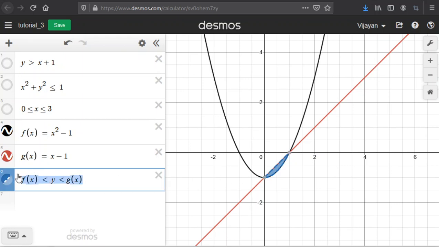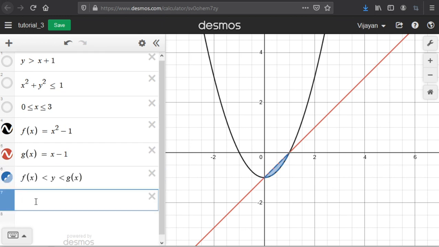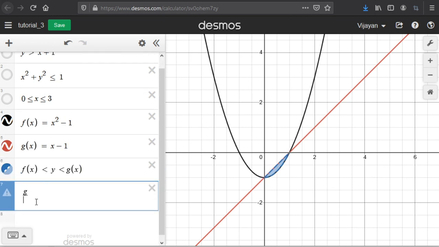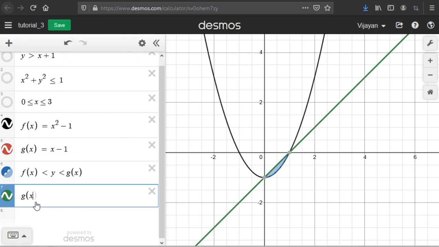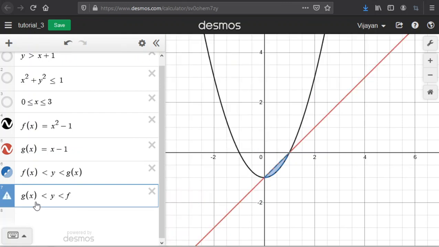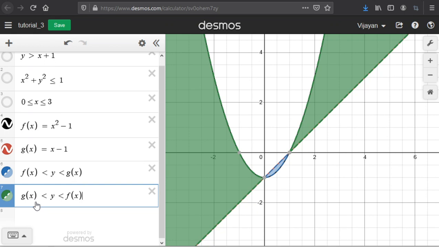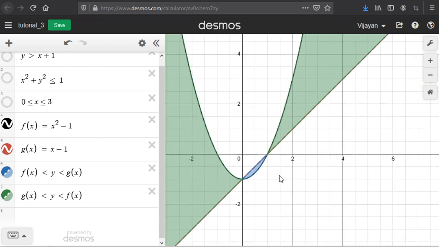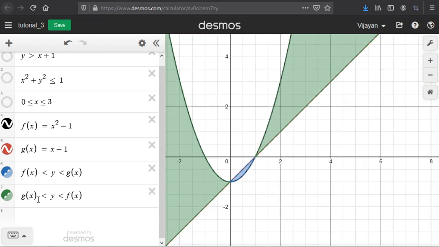If you had written the opposite, that is g(x) is less than y is less than f(x), then the outside regions would have been colored, but we wanted the common region, therefore we had to change the ordering pattern.